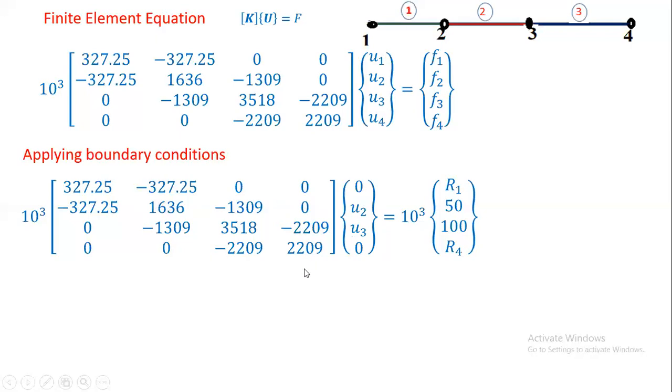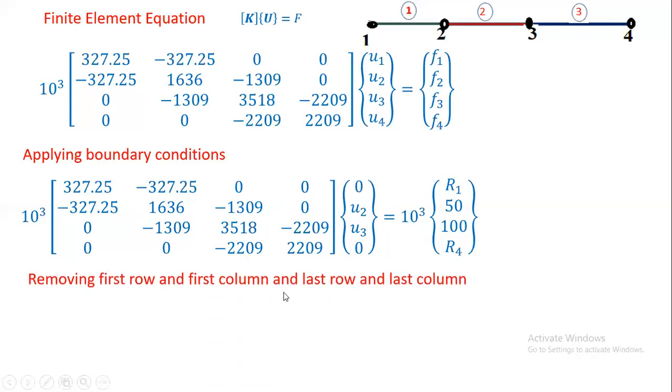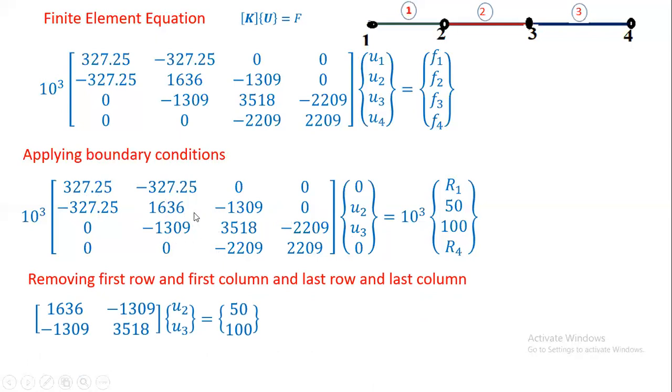Okay, now how can you extract? You remove the first row and first column, and you remove the last row and last column. Now your matrix becomes this one. You see here, I have extracted this one, and this middle term, that is 1636 and 10 raised to 3, will be cancelled here. This is minus 1309 U3. Now it is 1309 U2, 3518 U3. That is your second and third equation.